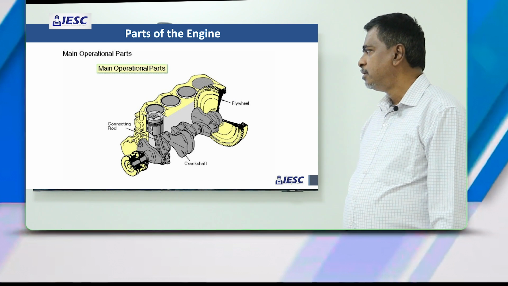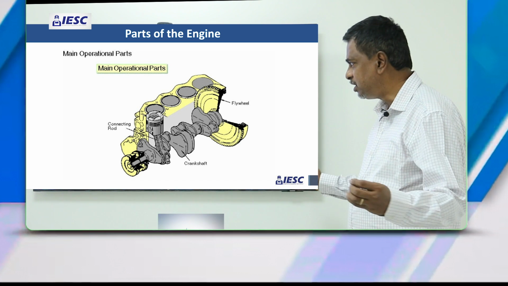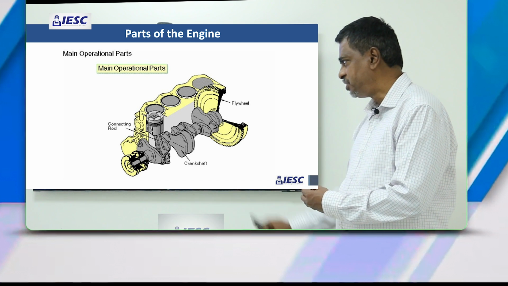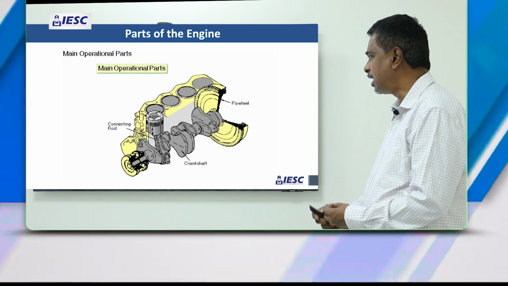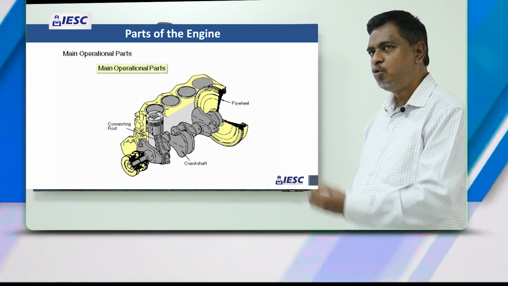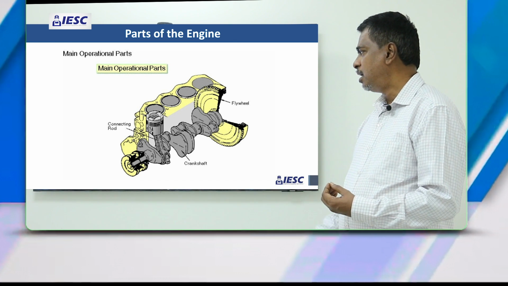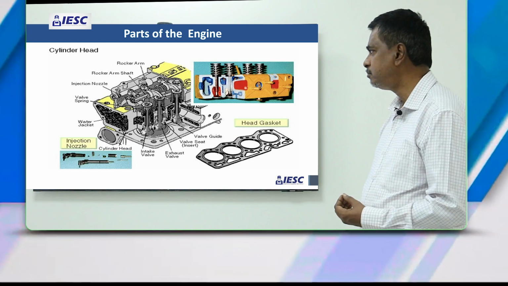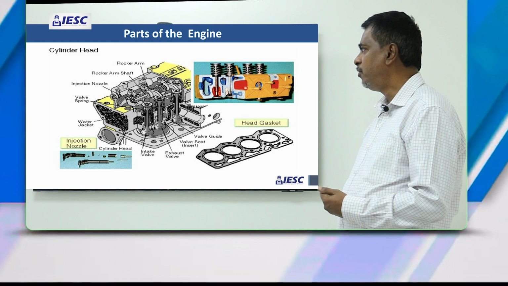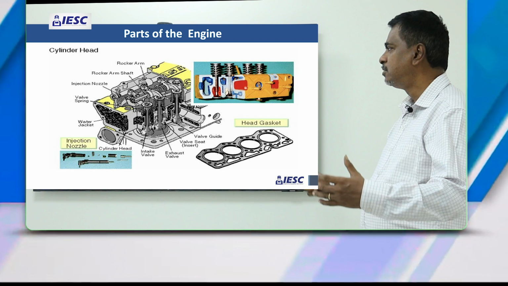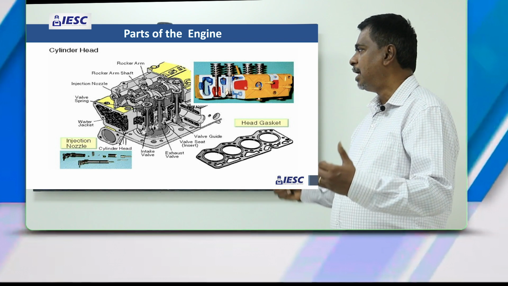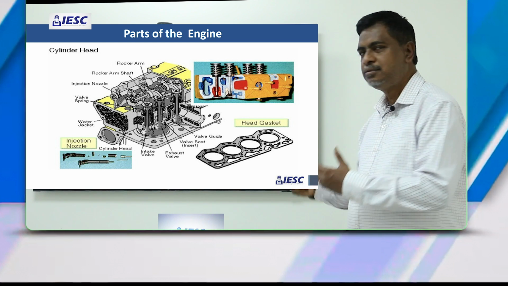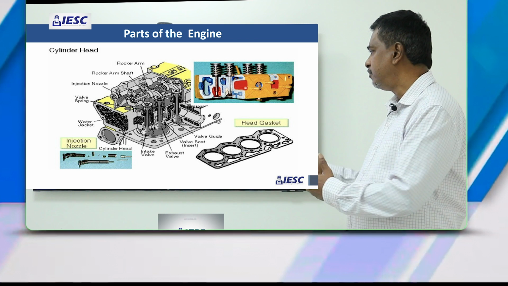Here you can see the basic operation of the vertical movement of the piston through the connecting rod which is connected to the crankshaft, and the vertical movement is converted into a rotary movement and the power is going to the flywheel. Then you can see the exploded view of the cylinder head. The cylinder head comprises all the valves and the rocker arms and everything, and the cylinder head is mounted on the cylinder block with the head gasket.